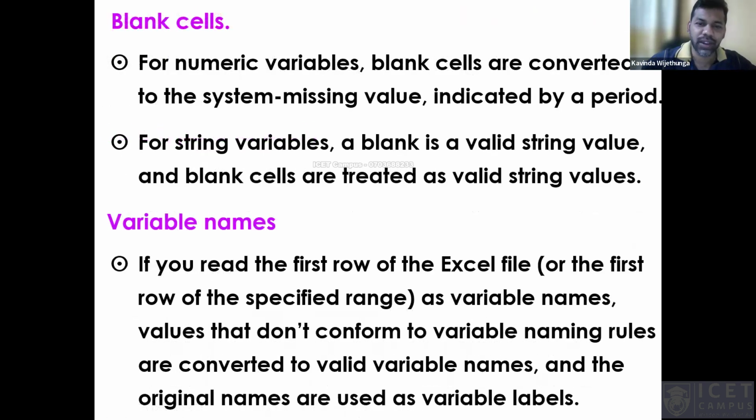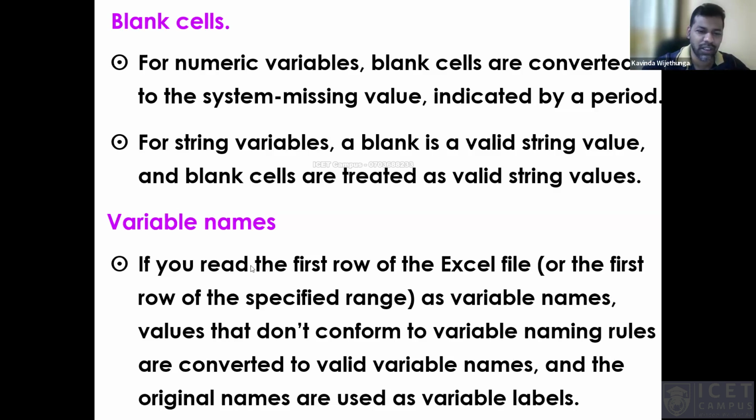Blank cells. For numeric variables, blank cells are converted to the system missing value indicated by a period. For string variables, a blank is a valid string value. Blank cells are treated as valid string values. So if we change the data type into string, we can keep the blanks as valid string values.